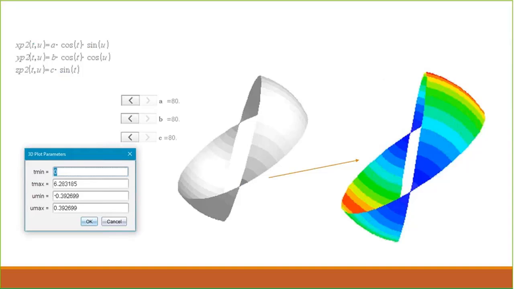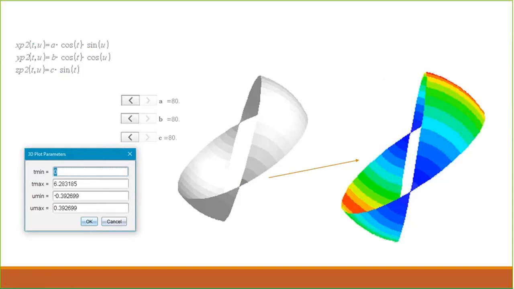Okay, it's the same shape, but you will see over here U minimum and U maximum. I've gone from negative pi by 8 to pi by 8, and you'll see when I enter the values as pi by 8, it will approximate it to a decimal. And T, I've gone from 0 to 2 pi. So I can obtain shapes like this, and I've still got A, B, and C set to 80. So that's part of a sphere that I've got out.